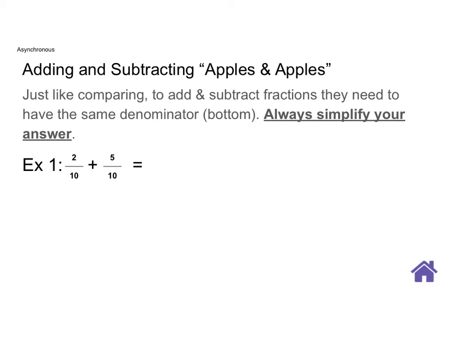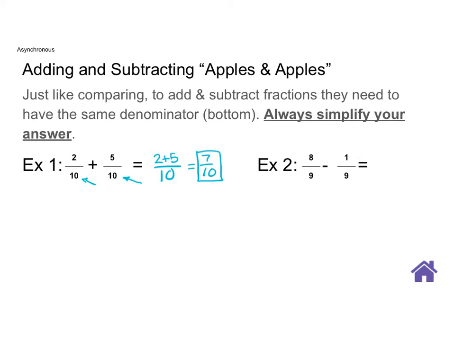So let's look at this first example here. I have 2/10 plus 5/10. Is my denominator the same? Yes, my bottom number is the same. So that means I'm just adding these fractions, and I'm using tenths as my denominator. I now just need to add the 2 plus the 5. So what's 2 plus 5? That's 7. So I'd have 7/10 as my final answer.